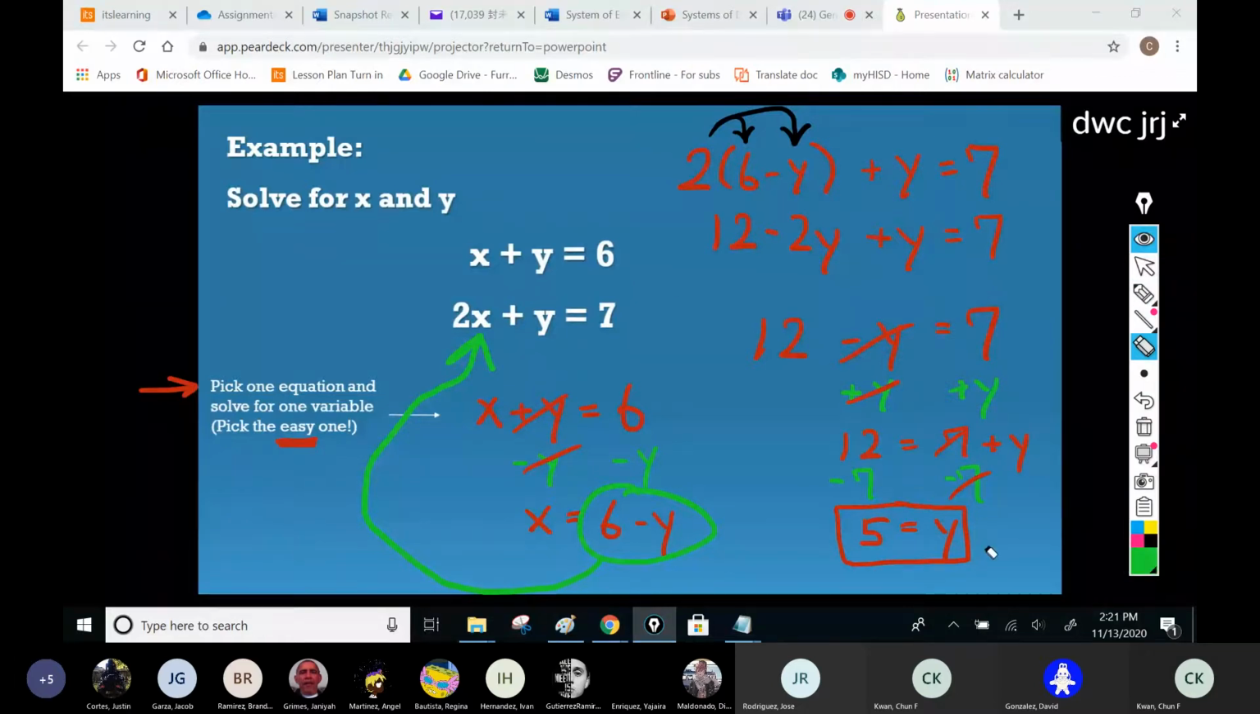All right, once we figure out what y is, I'm going to put this into either equation. It doesn't matter. You can put it into the first one or the second one, but do yourself a favor and use the easy one. Plug it back in. So you will replace the y with 5. So x plus 5 equals 6.